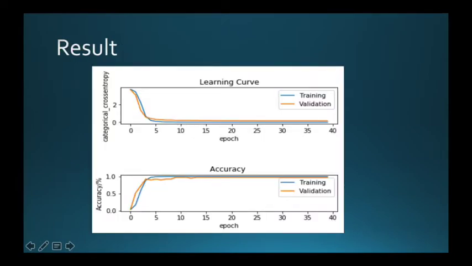Here's the result of my CNN. As we can see from the figure, the learning curve converges quickly in 5 epochs, and the accuracy reaches 100% after about 15 epochs.